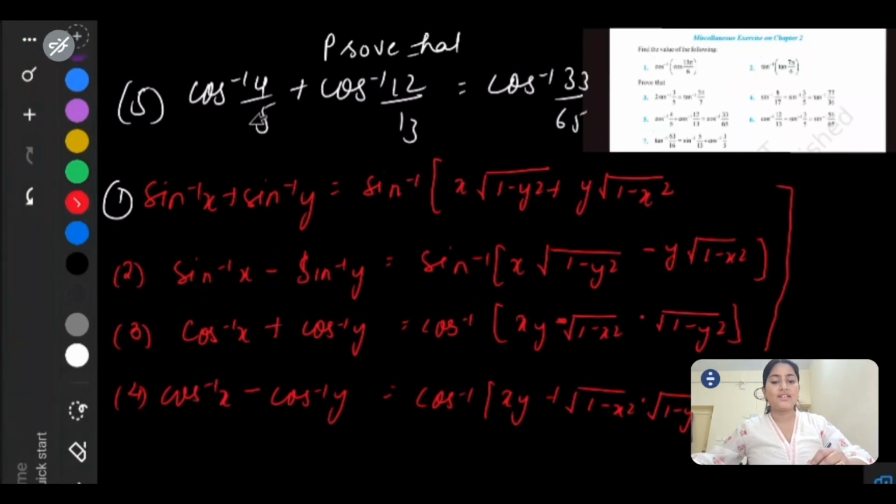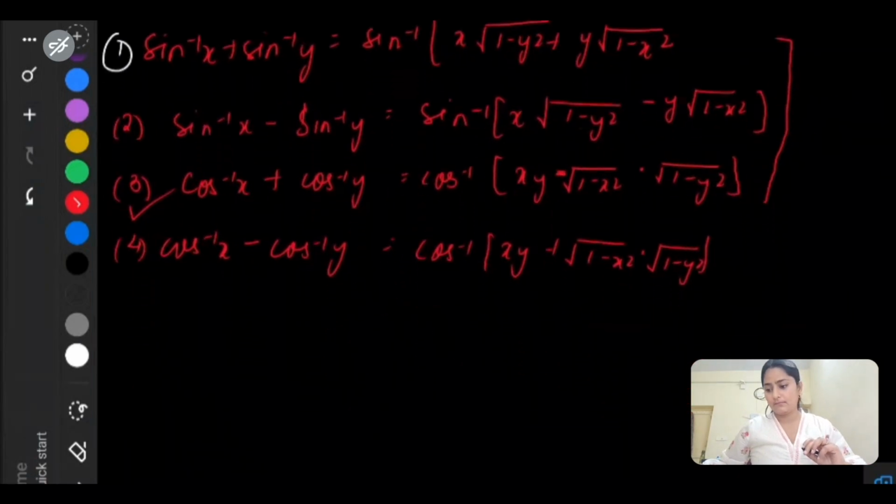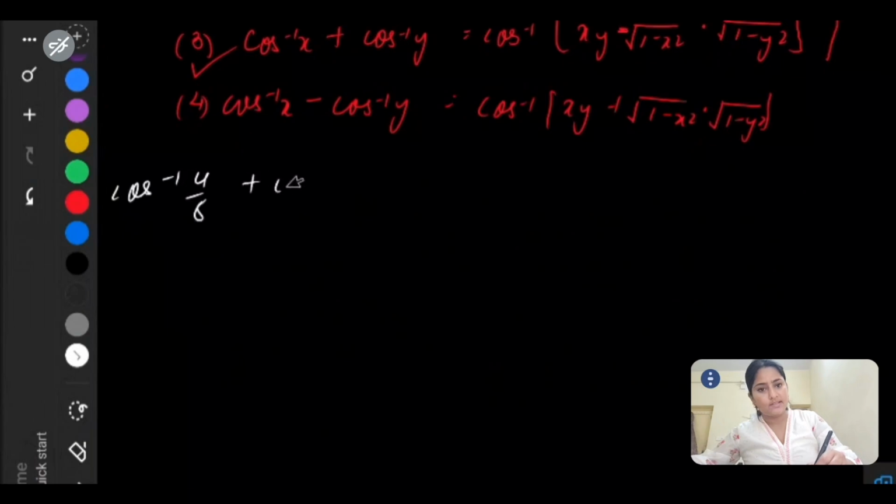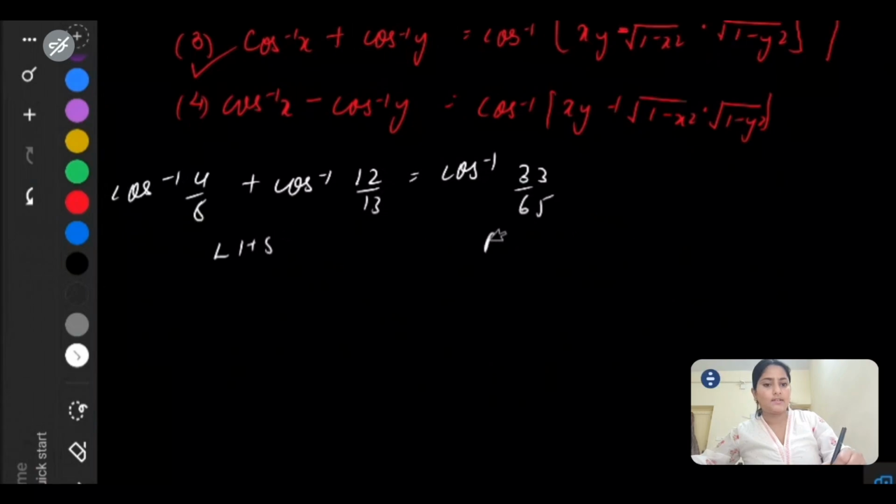Now in the question we have cos inverse x plus cos inverse y, so we'll use formula number 3. Let's write it down here. We have cos inverse 4 by 5 plus cos inverse 12 by 13, and we have to prove it as cos inverse 33 by 65. So this is the LHS side, and this is the RHS side.